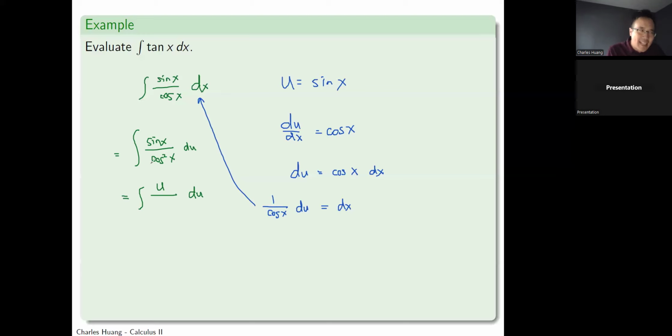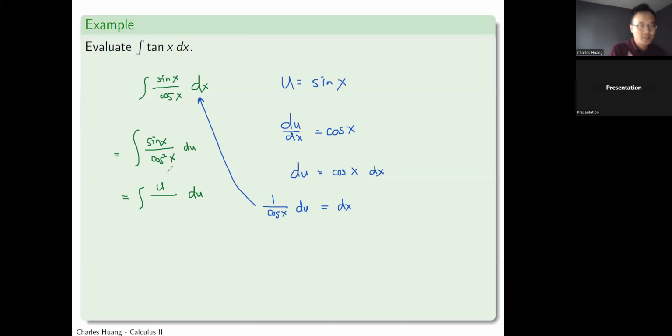If you want, you can solve this. It is just ugly, right? You have to use the Pythagorean theorem, 1 minus sine squared of x, and then you can say 1 plus u squared, like that. It's still hard to do because you don't know how to do the antiderivative of that very easily. So that's why we don't want to substitute.